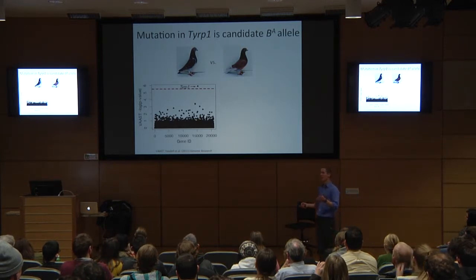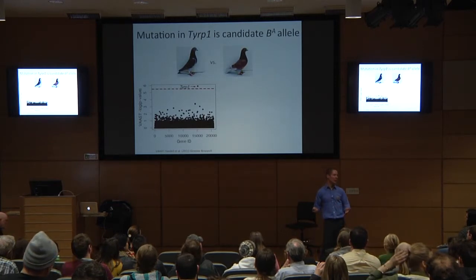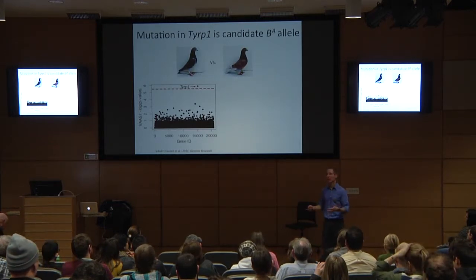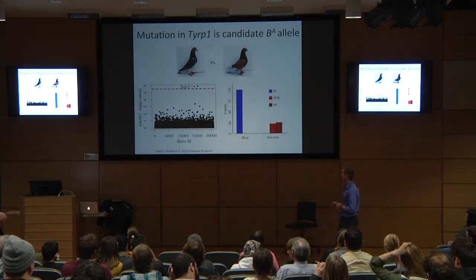So this was from our 40 birds that we sequenced the entire genome. Now it's not practical to sequence hundreds and hundreds of birds over the entire genome, but what we did was we took additional birds and we genotyped them directly at the TRP1 gene for the particular mutation we identified.